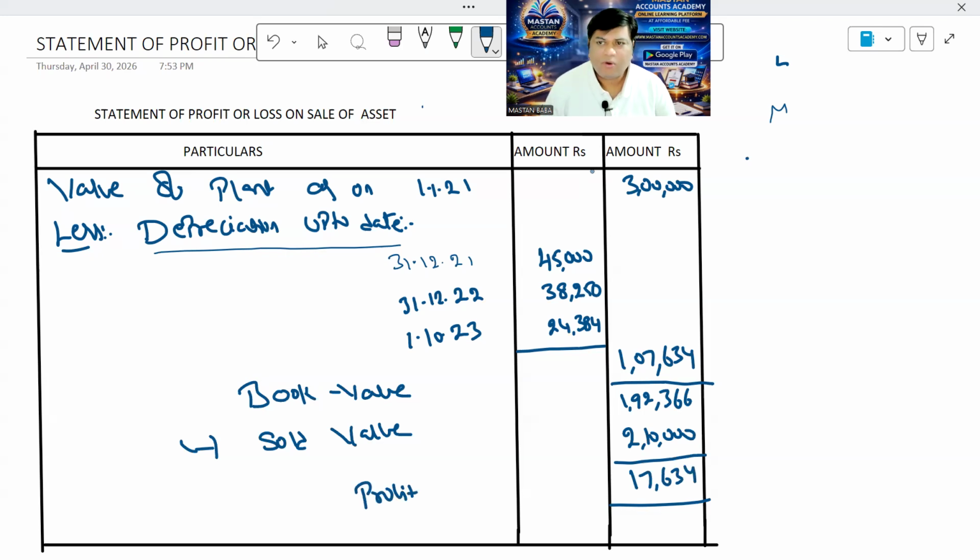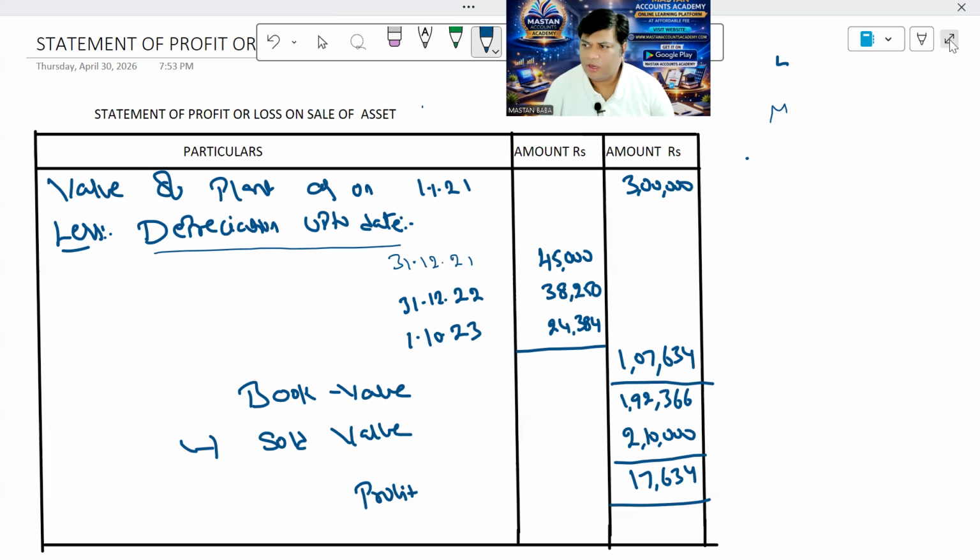So from this statement, what we have ascertained is a profit on sale of plant. How did we ascertain it? A very simple technique we applied here. The book value, opening value is 3 lakhs. Depreciation for the particular plant for 4 years is 1,07,634. The book value comes to 1,92,366, and the sold value is more than the book value, so obviously it's a profit.